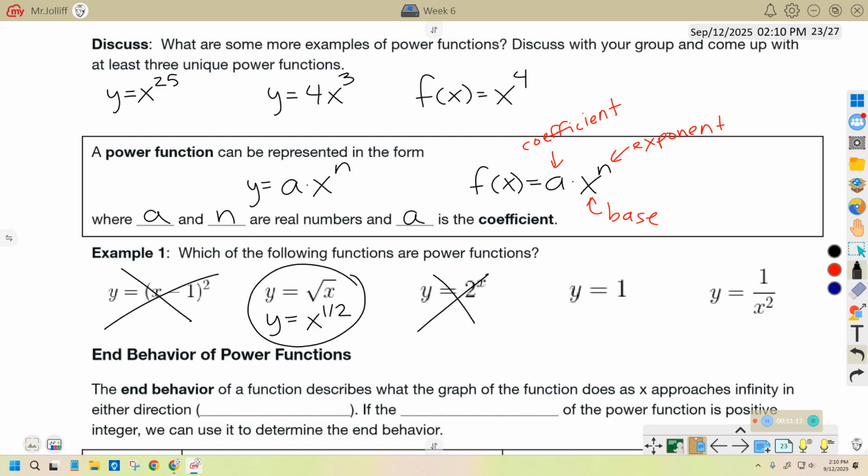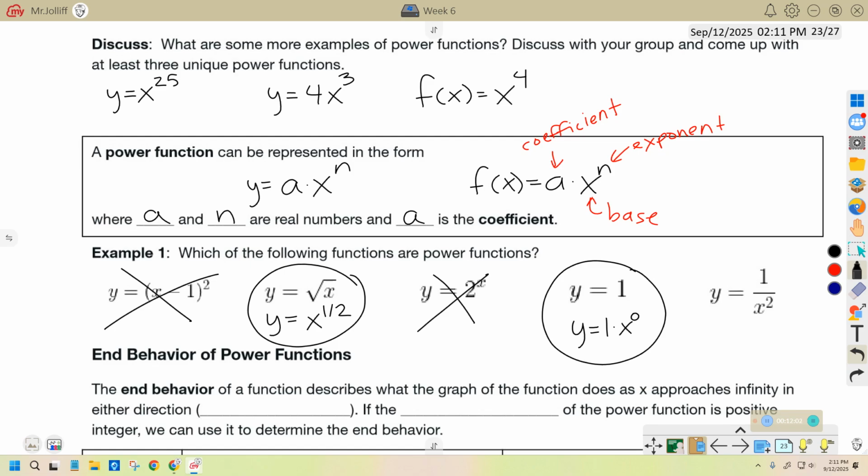Next one. Voting with our thumbs. Y equals 1. Power function, not a power function. I just talked about that a minute ago. Now I know who was listening. X to the 0th power is 1. 1 times anything is 1. So that is just an x to the 0 power. So constants are always power functions. It means the exponent is 0, yes.